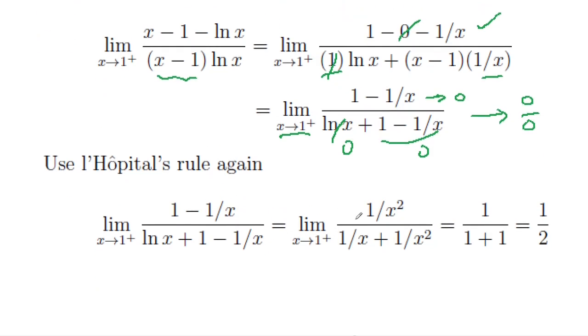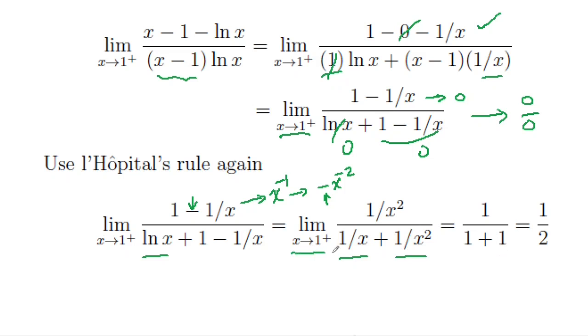Applying L'Hôpital's rule again. Thinking of 1 over x as x to the negative 1, its derivative comes out minus x to the minus 2. And notice that x to the minus 2 is 1 over x squared, and this minus cancels that minus after being multiplied. Down below, natural log of x has derivative 1 over x, and 1 minus 1 over x, just like we saw, has 1 over x squared as a derivative.